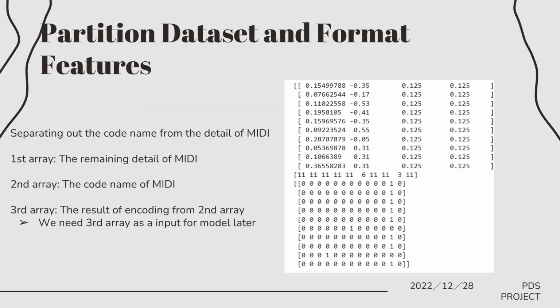The last part is partitioning the dataset and formatting features. It separates out the chord name from the details of the MIDI. The first array is the remaining details of the MIDI. The second array is the chord name of the MIDI, and the third array is the result of encoding the second array, because we need the array as the input for the model later.